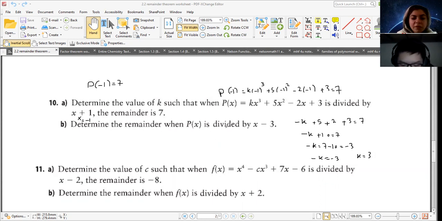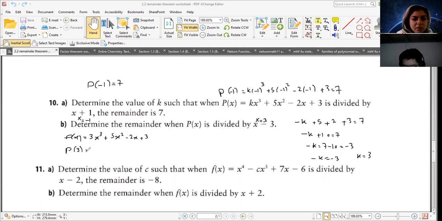And then determine the remainder when P(x) is divided by x - 3. Now I have P(x). I found k, right? I have that to be 3x^3 + 5x^2 - 2x + 3. Now I want to find the remainder when it's divided by x - 3. The zero here is x = 3. So I need to just find P(3).